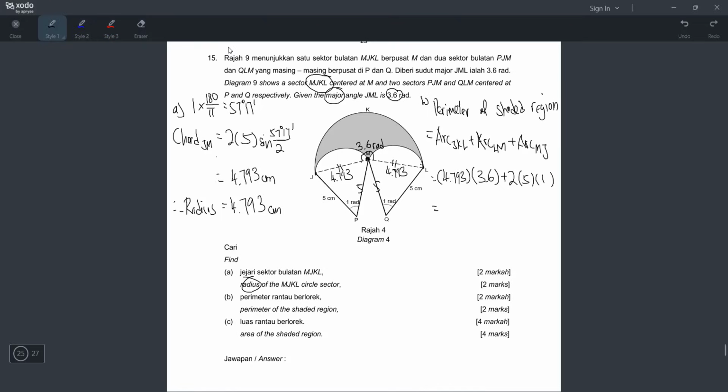4.793 times 3.6 equals, and then plus 10. Okay, 27.2548, right? So let's just write the whole thing, 27.2548. And the unit is cm. Okay, so this is the answer.